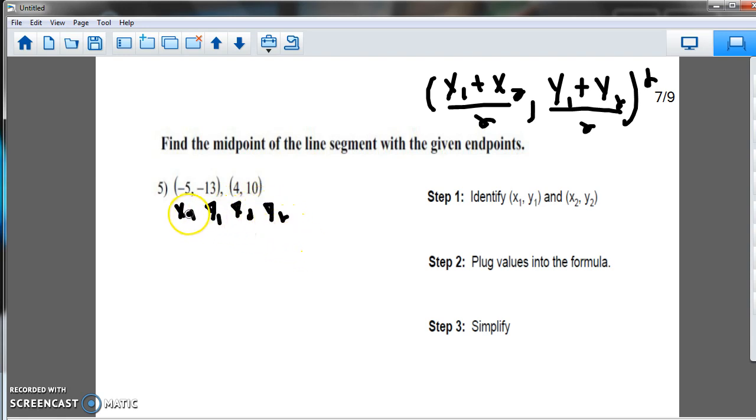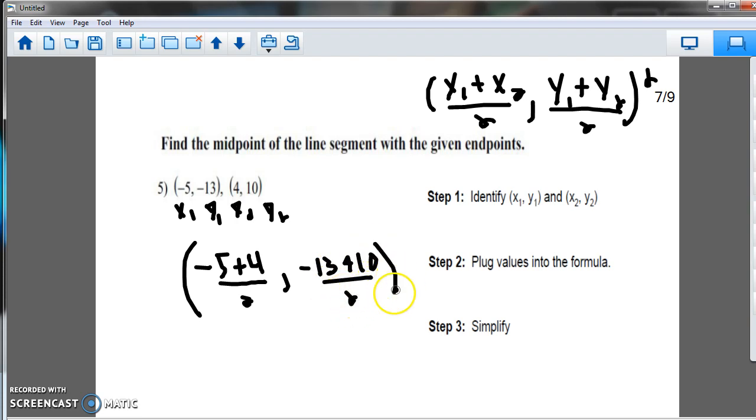And what we're going to do is where we see the x1 and the x2, we're going to plug it into place of that. So I'm going to do negative 5 plus 4 over 2. And then we're going to do the y's. So I'm going to do negative 13 plus 10 over 2.